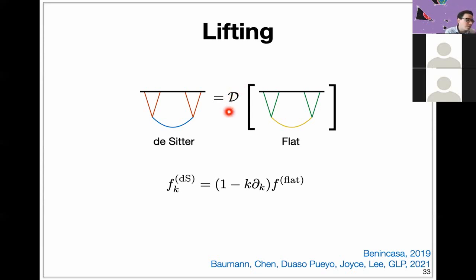And then there's some lifting that you can do. Again, very similar to these weight shifting operators, some sort of derivatives, that you can act on the flat space correlator and get the real de Sitter answer. Just to give you a little flavor of it, if you take a mode function of a free scalar field in de Sitter, you can get it just from applying a simple differential operator to a standard plane wave in flat space. So this is some more complicated version of this simple observation.